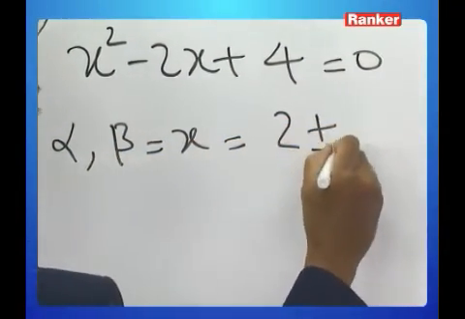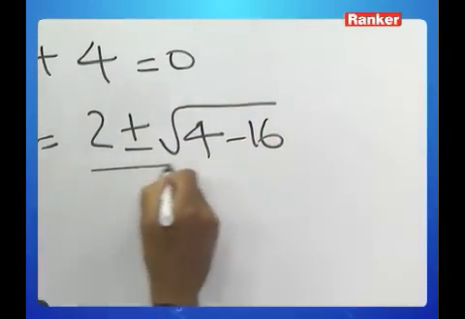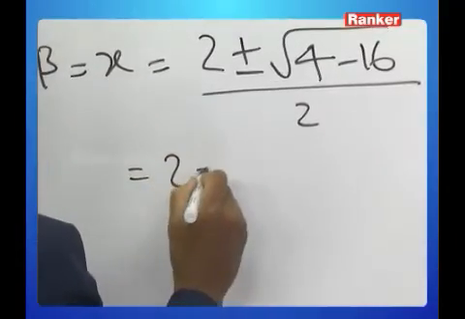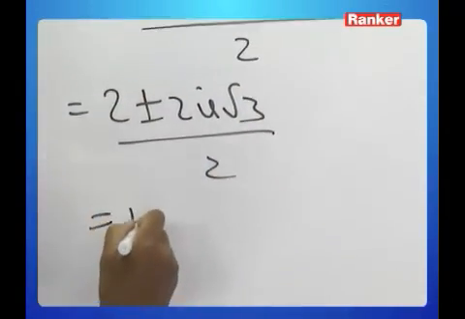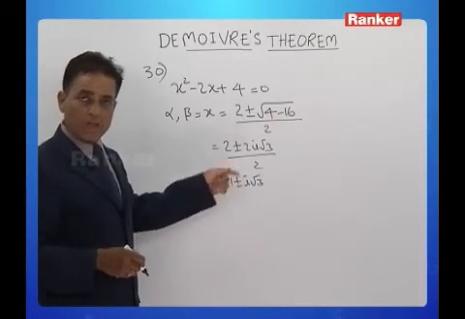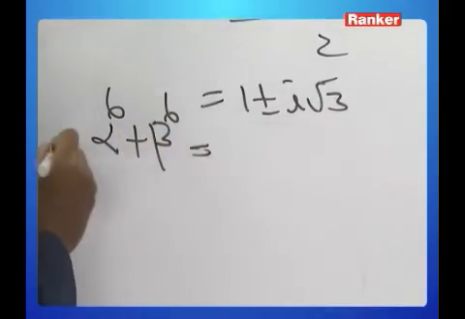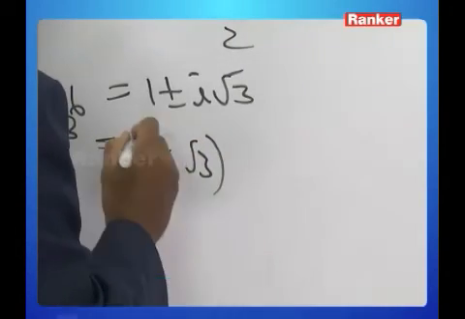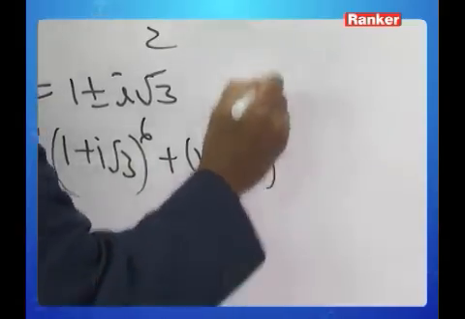Minus b plus or minus root under b square minus 4ac by 2a. This is minus 12, that is 2i root 3 by 2. After cancelling 2, 1 plus i root 3. So, alpha is 1 plus i root 3 and beta is 1 minus i root 3. Alpha power 6 plus beta power 6, this value we want, right? Now, 1 plus i root 3 power 6, 1 minus i root 3 power 6, right?